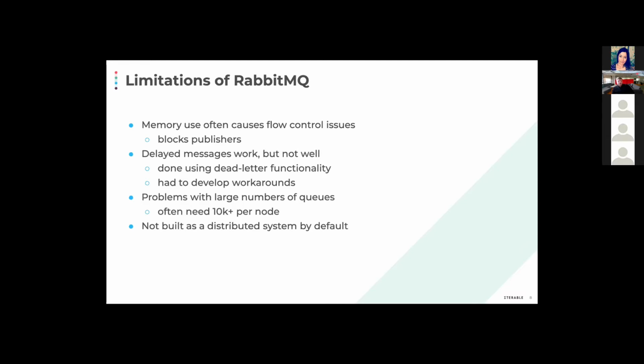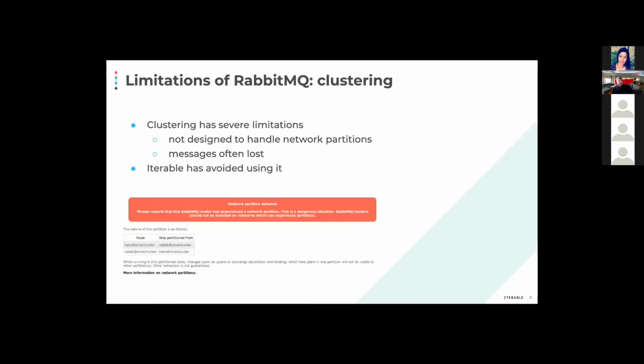We've also had problems with large numbers of queues. We're pushing 10,000 on a single node, and that starts to cause memory use problems. This made it hard to conveniently segment our load between customers and message types. And we've had issues in particular with the management interface for RabbitMQ slowing down when the queue count gets very high. It's also hard to add capacity when scale requirements change because RabbitMQ isn't built as a distributed system by default.